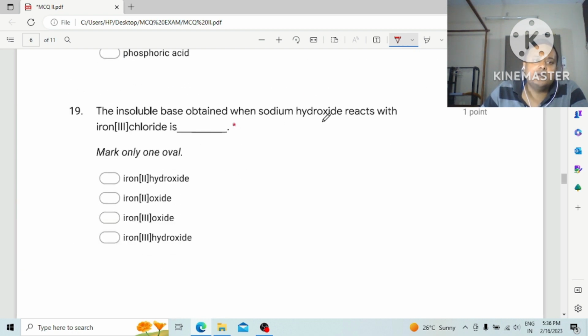Insoluble base obtained when reacting with iron 3 chloride is iron 3 hydroxide. Remember their colors. It is in analytical chemistry, the second part of the acid base salt chapter: detection of cations by using ammonium hydroxide and sodium hydroxide. Remember the balanced chemical equations as well as the colors. Here iron 3 hydroxide is reddish brown, and iron 2 hydroxide is dirty green.